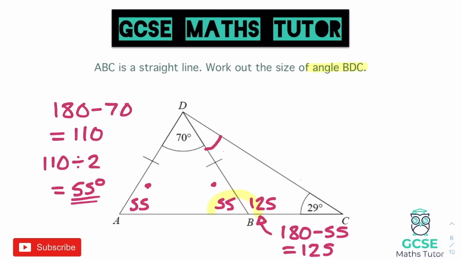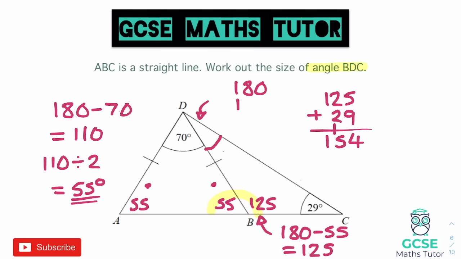And now you can see we have enough information on this right hand triangle to find our missing angle, because we now have two of the other angles. So if we add those two together, we've got 125 and 29. And if we add them up, that adds up to 154 degrees. And we want to take that away from 180. So to finish this off, our final bit of working out, we'll do 180, take away 154.